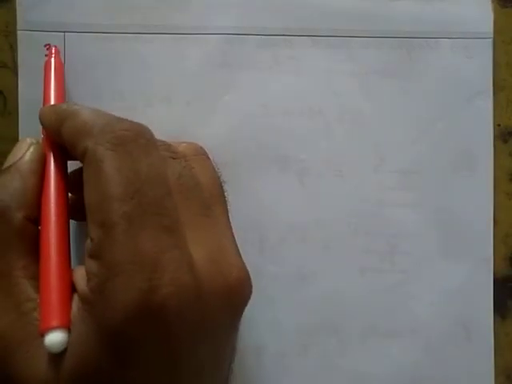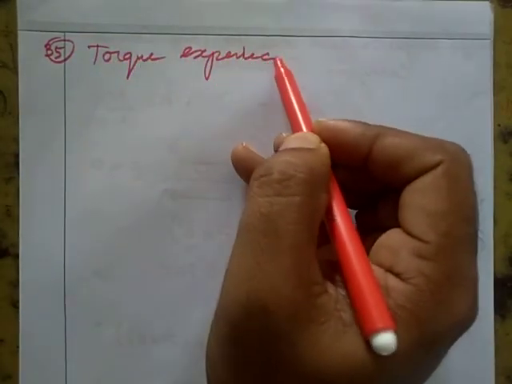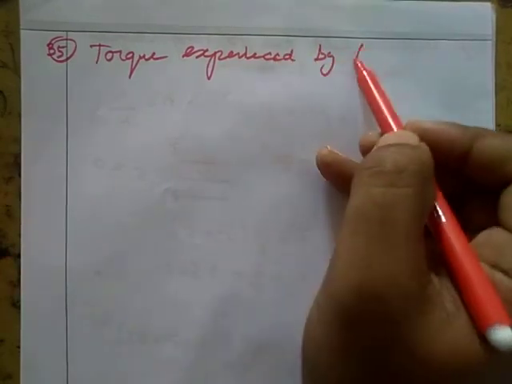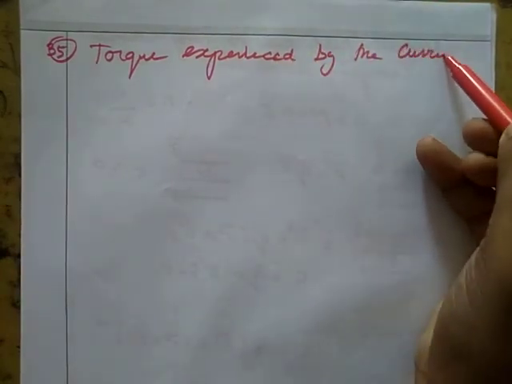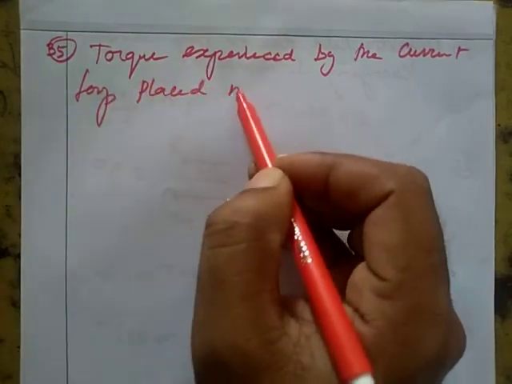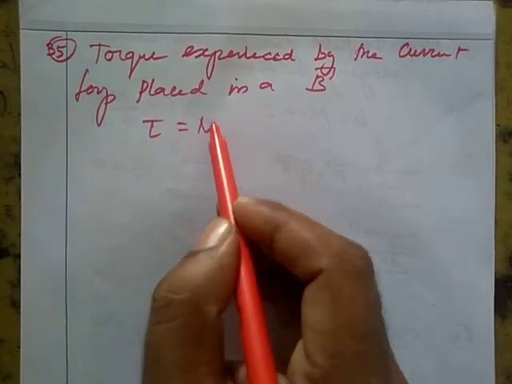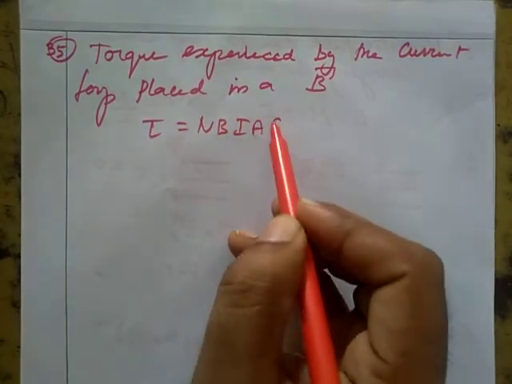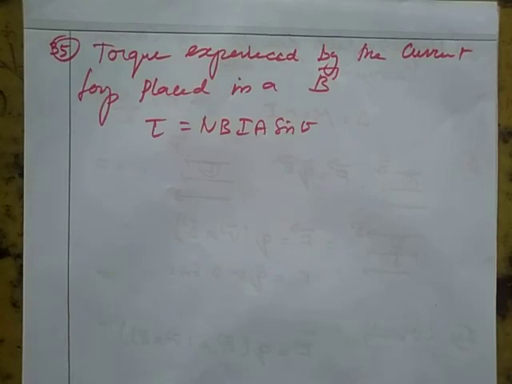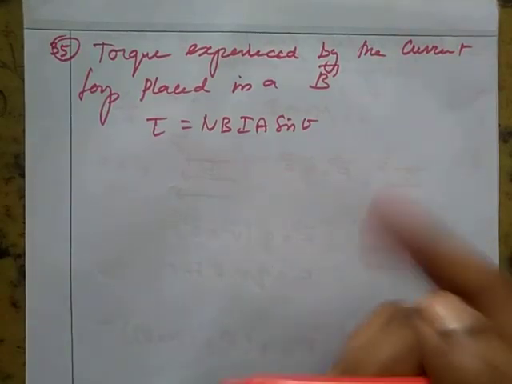By using that Lorentz force, we found the torque experienced by a current loop placed in a magnetic field. That is tau is equal to nBIA sin theta. Using this relation, we can find the torque experienced by the dipole that is placed in a magnetic field.